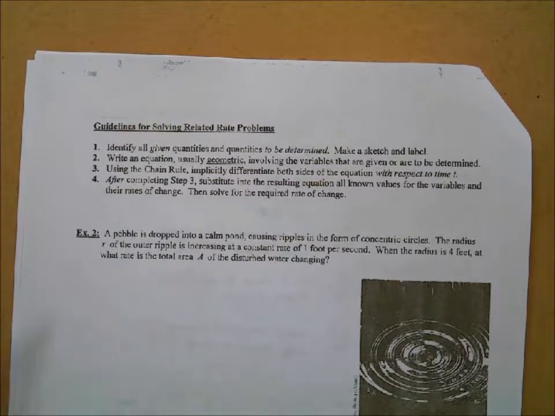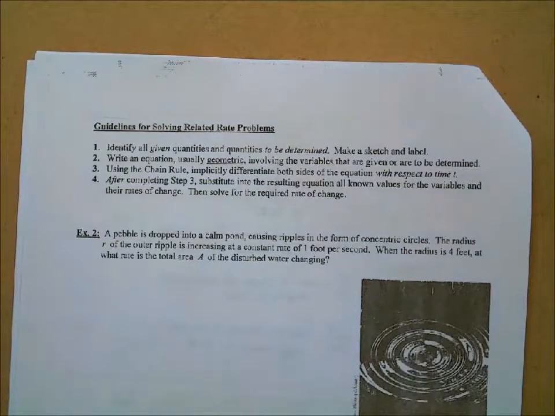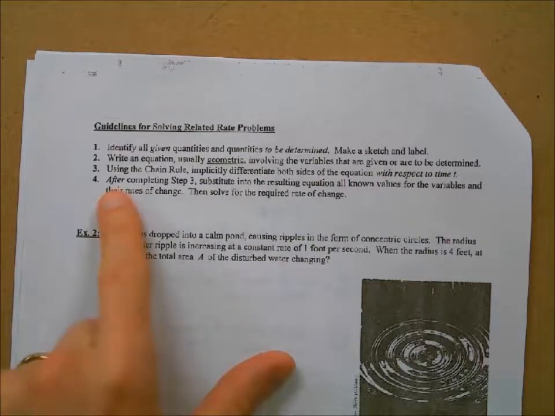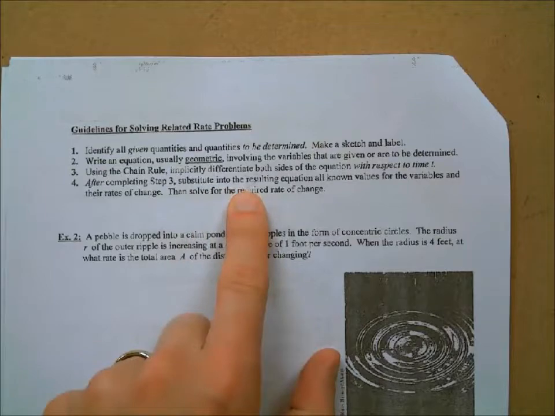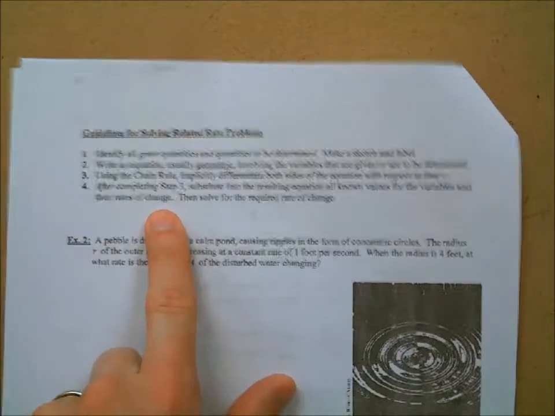Once you've set up that equation, you're going to use the chain rule and implicitly differentiate both sides of the equation with respect to time t, because all of these things will be changing with respect to time. And then finally, after completing step 3, you will substitute into the resulting equation all known values for the variables and their rates of change.